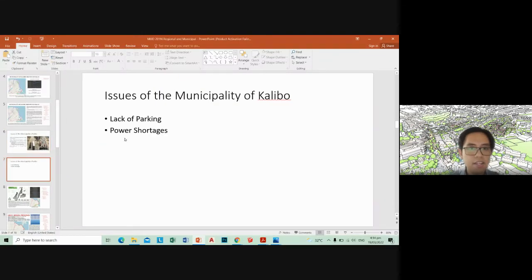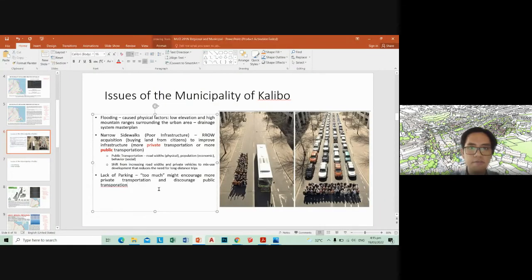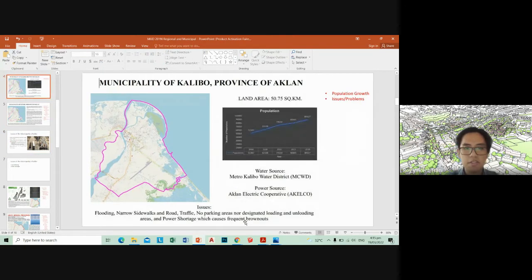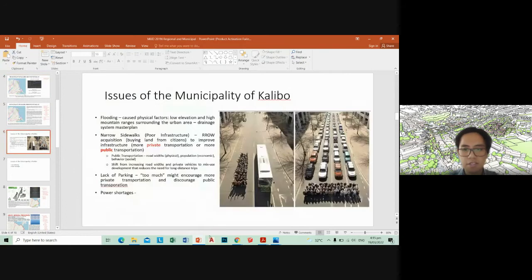And then finally, power shortages. Power shortages. This is really more based on the discussion over here. Power shortages, which cause frequent brownouts.